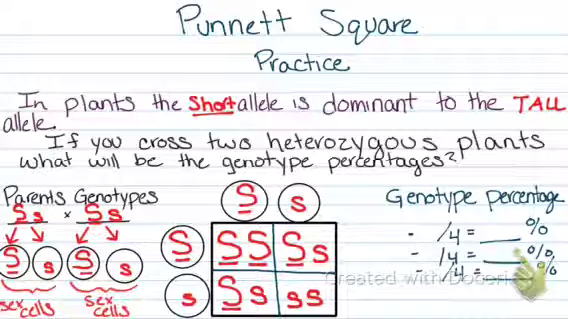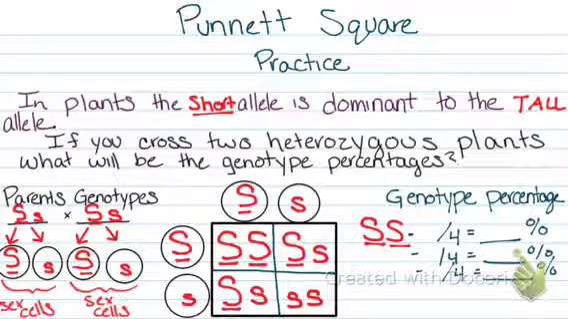So out of the possible genotypes, there could have been 2 capital S's, a capital S and a lowercase s, or 2 lowercase s's. 1 out of the 4 boxes had 2 capital S's. So 25% have the genotype of capital S, capital S.